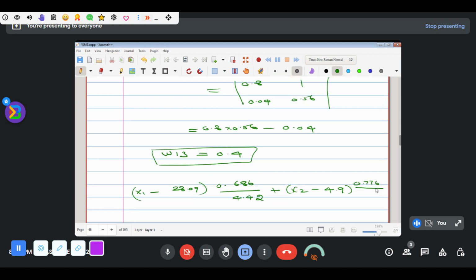0.776 divided by sigma 2, 1.1. Okay, plus x3 minus x3 bar. X3 bar is 594. Okay, 594 into omega 1 3, which is 0.4, divided by 0.4.85. Equal to 0.